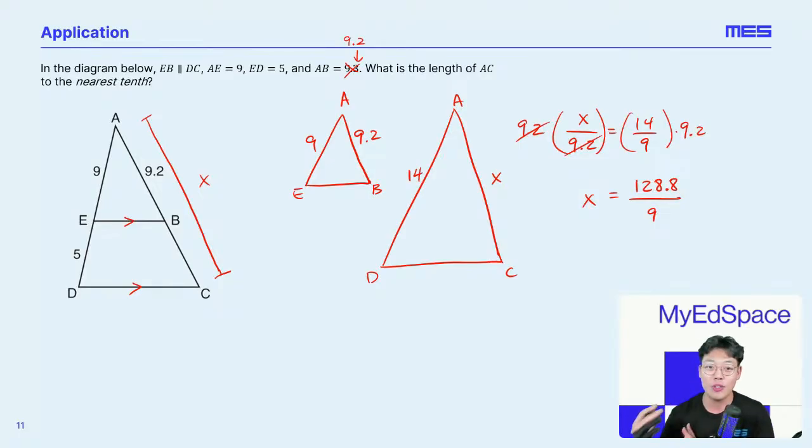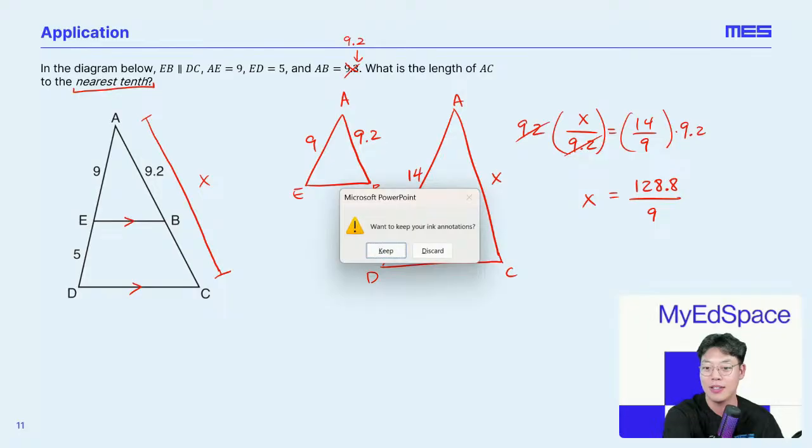Are we given units of measure? No, we are not. They want the length in nearest tenth. I almost got the question wrong. Nearest tenth. So if we go 128.8 divided by 9, what we can do on the SAT, you have a calculator. I'm going to keep all my work because I don't want it to disappear.